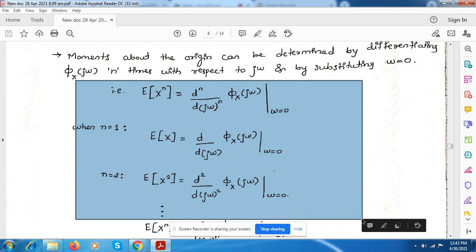To calculate the second order moment, that is E of x square, you have to differentiate the characteristic equation phi x of j omega twice and then put omega equal to 0. These are three important formulas you have to note down.